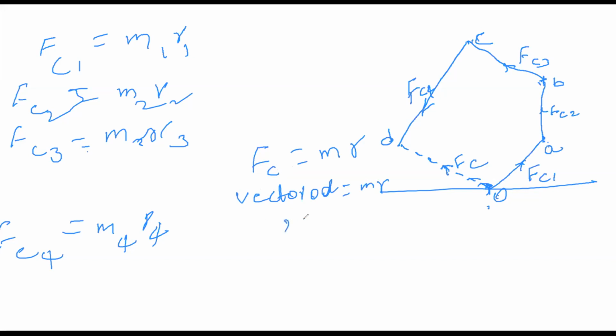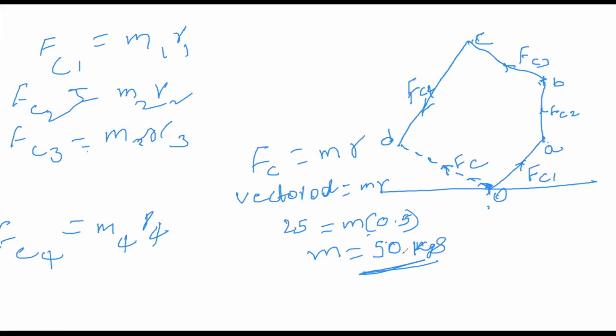That means the value is 25 Newton meters equals M into R. The R value is also given in our problem, that value is 0.5. Then M equals 25 by 0.5, so we nearly get the value 50 kgs. So this is our balancing mass.